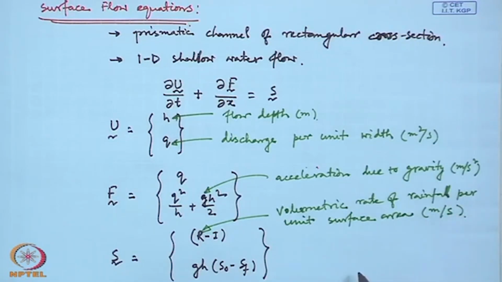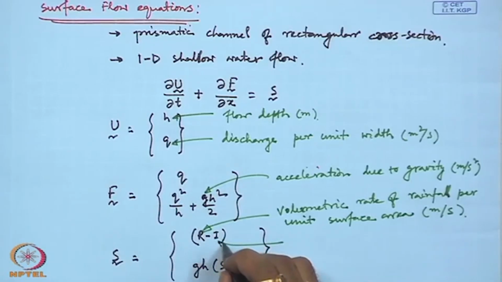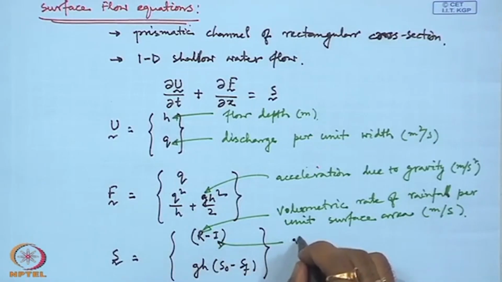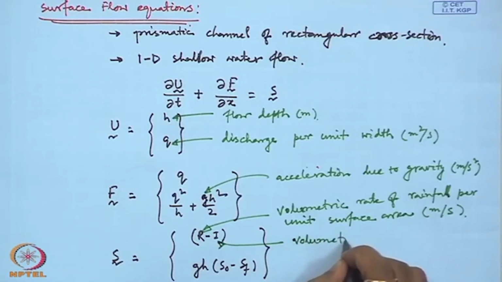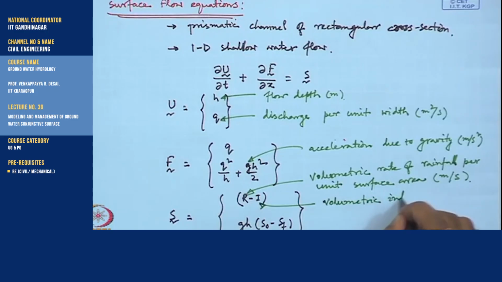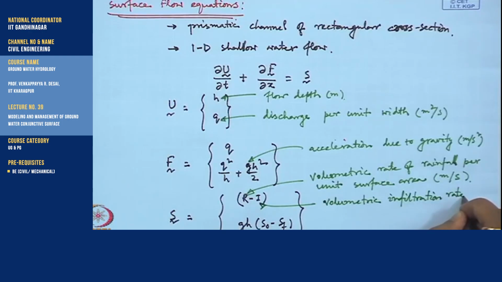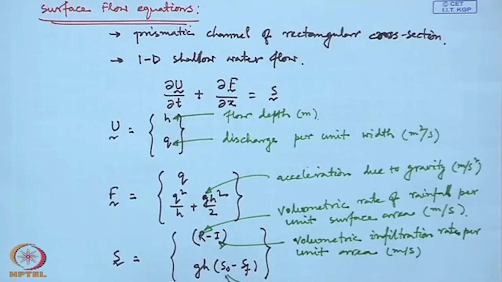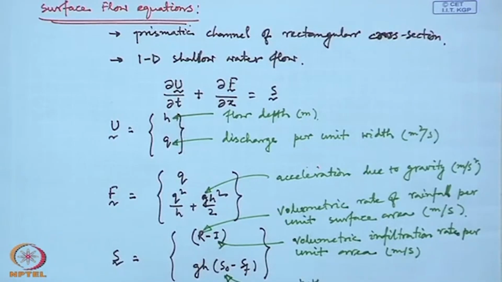Then I is volumetric infiltration rate per unit area, S naught is bottom slope and S F is friction slope.